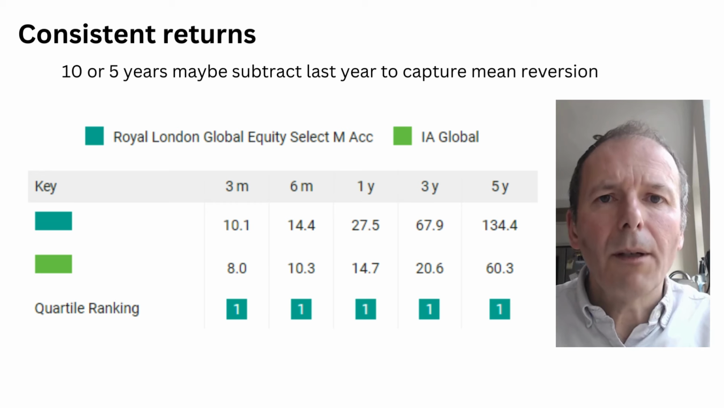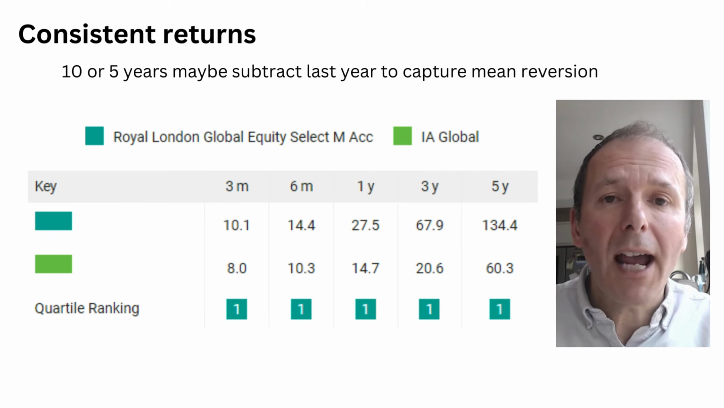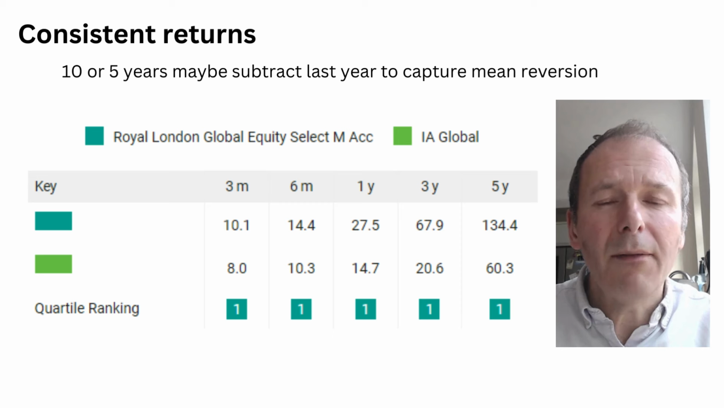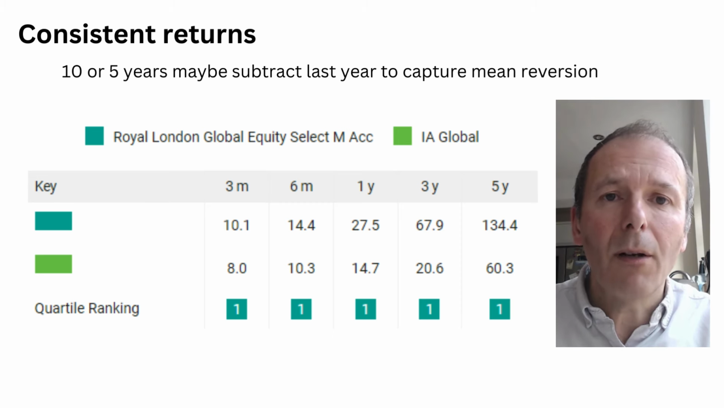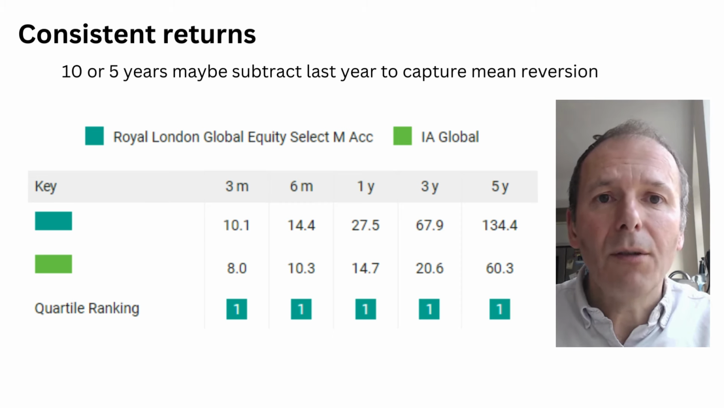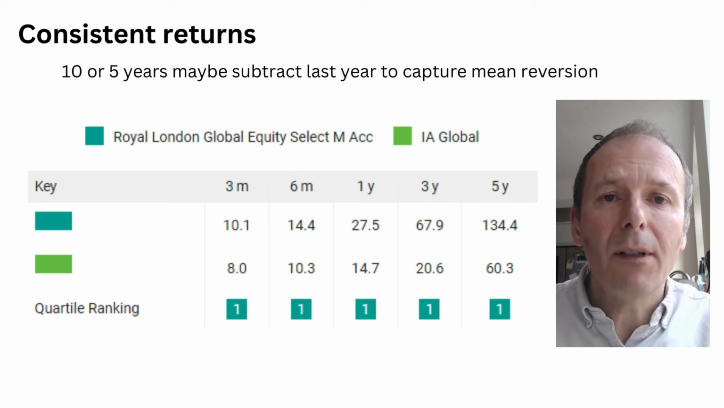The first thing we're looking for is consistent returns over a 5 or maybe a 10-year period. And we might have to subtract the returns from the final year in order to capture mean reversion. And what I mean by that is that some funds have had a very good recent 12 months, and that's distorted their 5-year or maybe even 10-year record. They've gone up a lot recently, and the fund could plateau in the next few months or even reverse back to a more longer term sustainable growth rate.